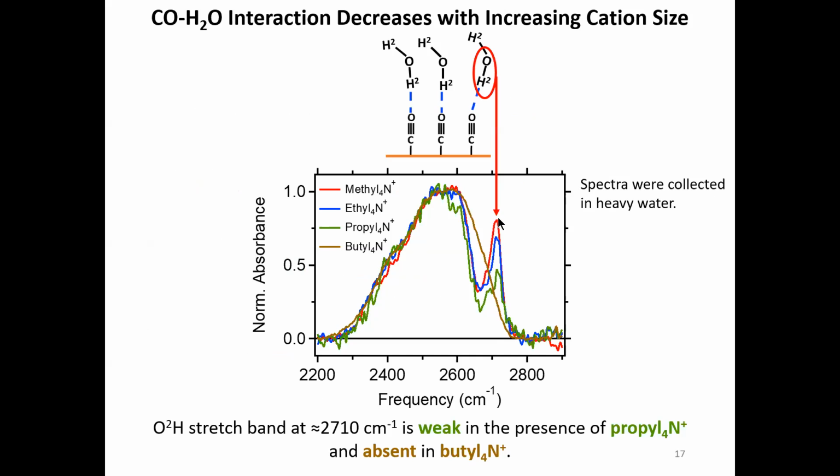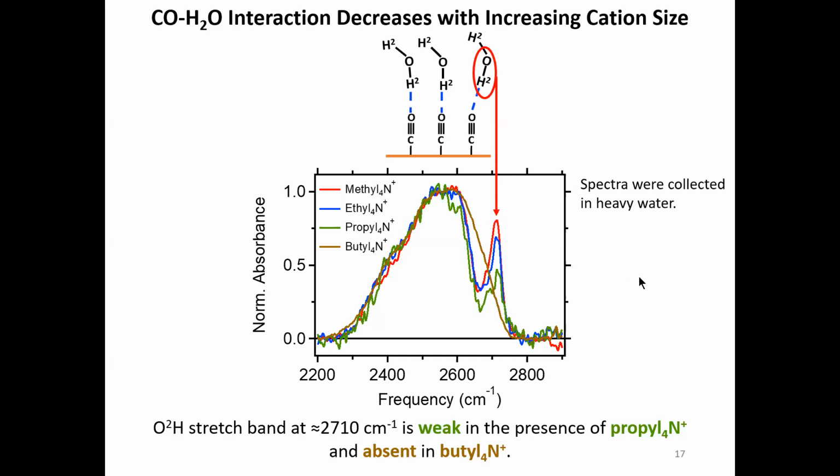And it is very well established what this band is due to. It is due to water molecules that are in direct contact with the CO add layer, in which their hydrogen points towards the terminal oxygen of the CO molecule. You can see that this band is prominent in the presence of tetramethyl and tetraethylammonium. It is much weaker in the presence of tetrapropylammonium, and it is entirely absent in the presence of tetrabutylammonium. Now, this trend in this band qualitatively correlates with the selectivity changes that we are seeing.